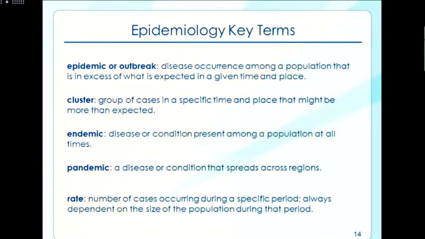The third term is endemic. This describes a disease or condition that's present among a population at all times. This is in contrast with a pandemic, which is a disease or condition that's causing an epidemic that actually spreads across regions. And the last term is a rate. A rate is a number of cases occurring during a specific period in a specific population. A rate is always dependent on the size of the population during that period.